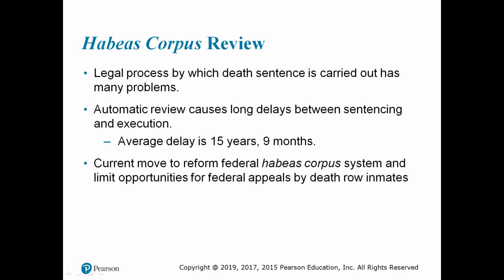The habeas corpus review is basically before a death sentence is carried out, and there are several appeals that someone will receive, mandatory appeals when they've been sentenced to death. So in California, the average delay is about 18 years. The book says here the average delay is about 15 years, 9 months. So that is a long time between sentencing and an execution. But they're mandatory appeals, so it's a very slow process.